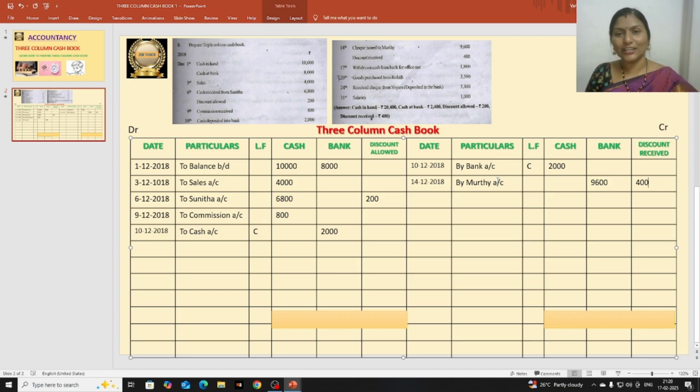So what is the journal entry here for this transaction? Cash account debit to bank account. That is the entry we are going to follow to record this contra entry transaction. Cash account debit to bank account. To bank we are going to mention on the debit side. Let us record that on the debit side.